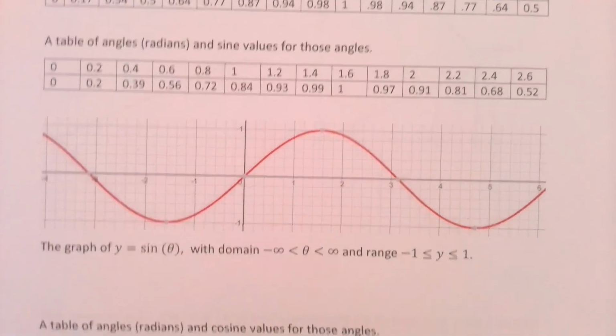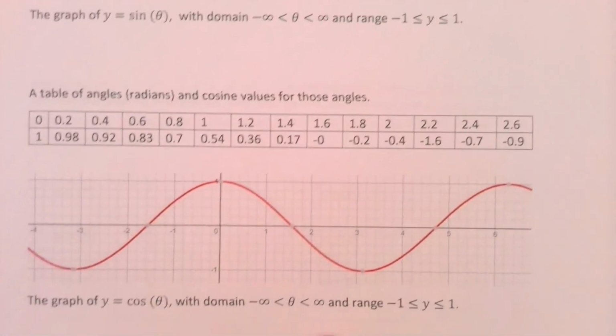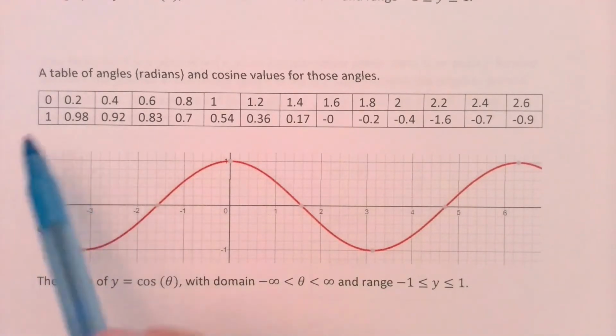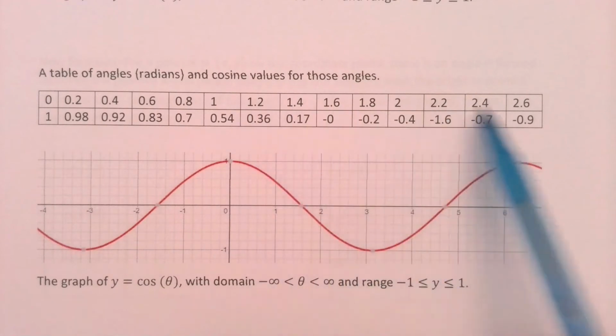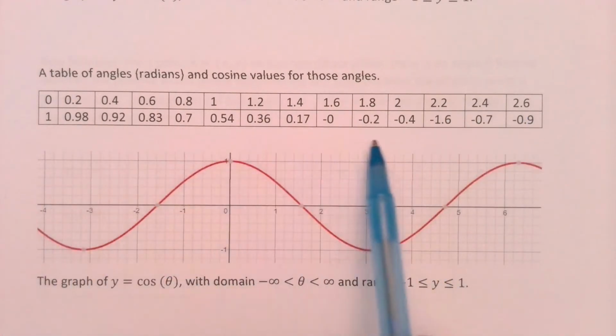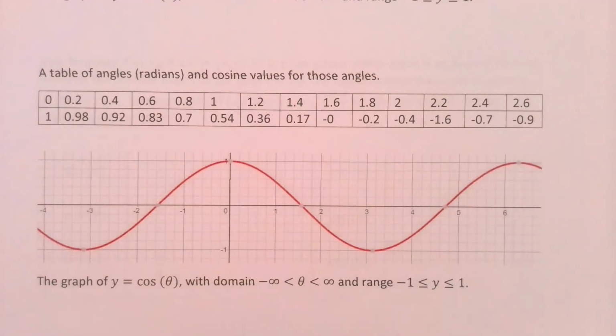Here's another example of a trig ratio extended to the concept of function. What I have in this table is a bunch of radian values of angle paired with the cosine values for those angles. And here's the graph. It looks a lot like the sine graph, doesn't it? There are differences, but overall, it's that undulating curve.